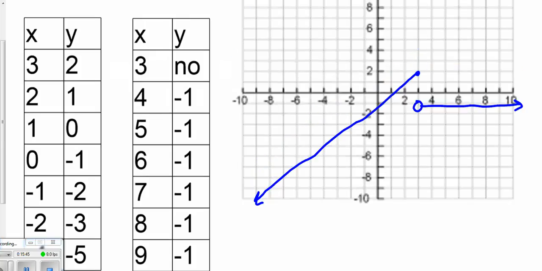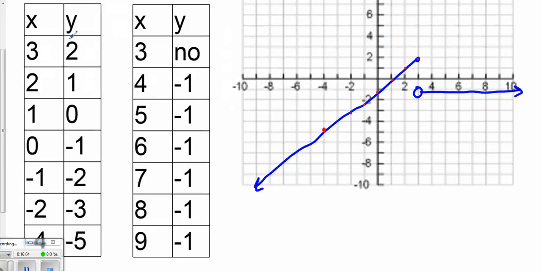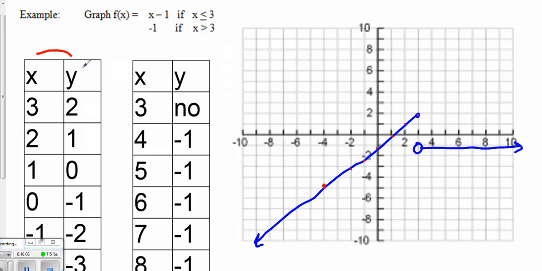I'm going to draw those in red this time. One there, one there, one there, one there. Let's see, -1 would be at -2. -2 would be at -3, and -4 would be down here at -5. So all of these red dots come from this table right here. Notice they're all on that blue line that we had already graphed.